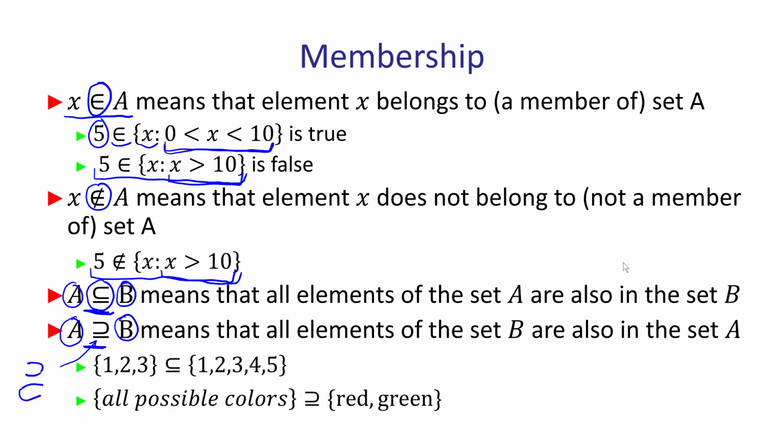This means that they might not be equal, only included inside of the other set. So let's see some examples. Set 1, 2, 3 is a subset of 1, 2, 3, 4, 5, which is obvious. The subset red and green is a subset of the entire set of all possible colors, of course.